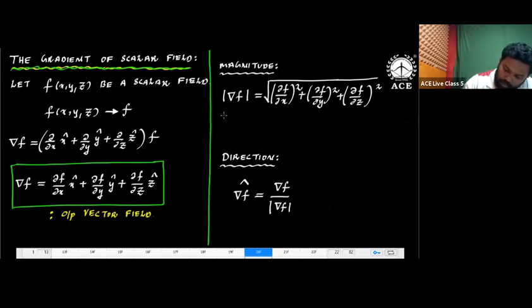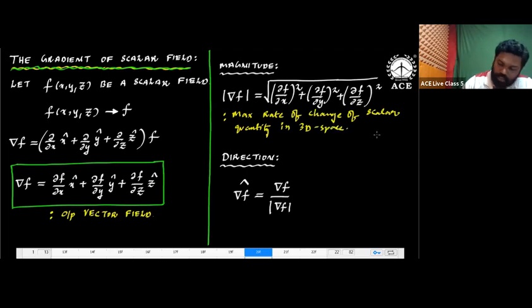What is it? Maximum rate of change of scalar quantity in 3D space.